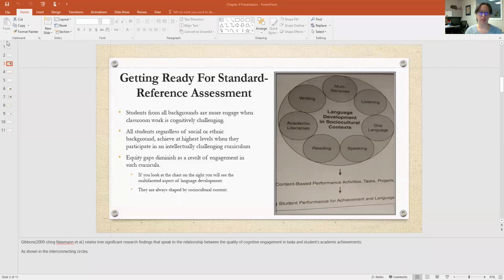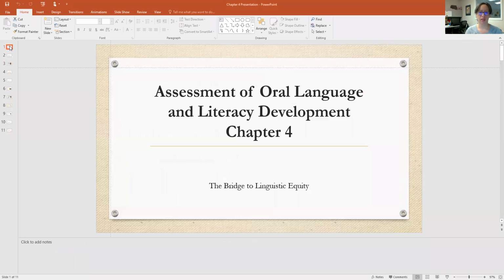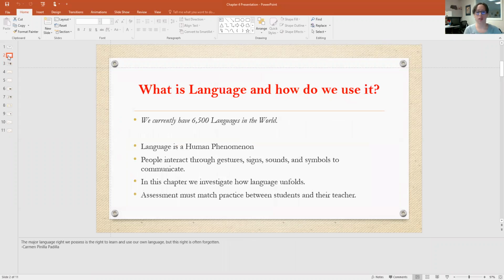My presentation is on assessments of oral language and literacy development, and I will be presenting Chapter 4, The Bridge to Linguistic Equity. I found this chapter to be really interesting, talking about language and different languages and how we can incorporate this into ELL students. So, what is language and how do we use it?